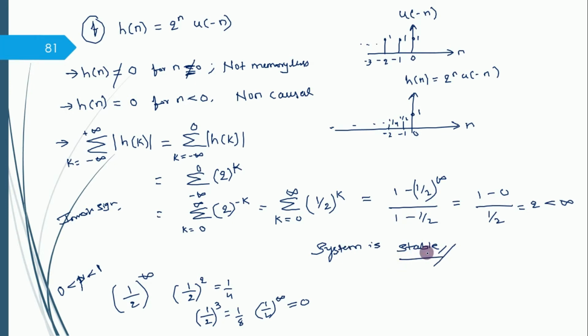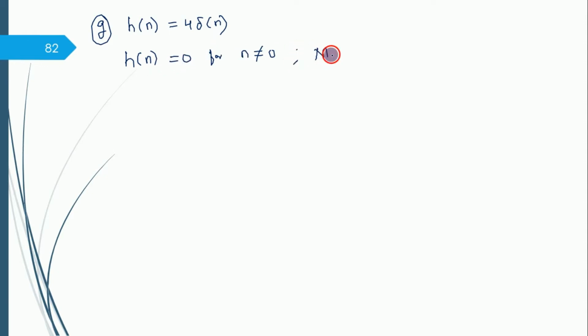Okay, so I am covering a variety of concepts, taking various numerical examples. Now let me take the next one, G. So h of n is given by 4 into delta of n. The condition says h of n should be 0 for n not equal to 0, and that is definitely true because you have a delta function here. When there is a delta function, the value exists only at n equal to 0. So everywhere else it is 0. Hence it is memoryless.